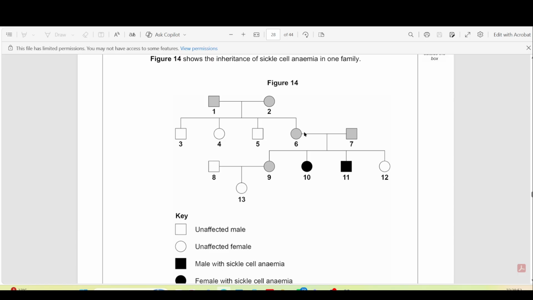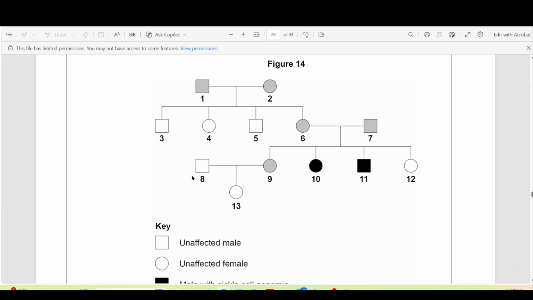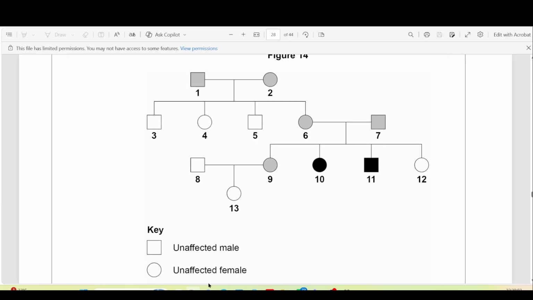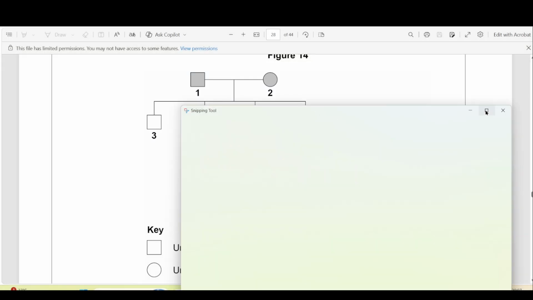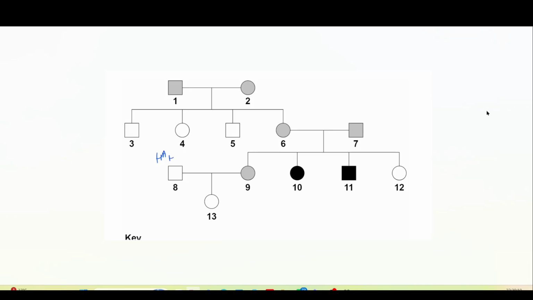So as you can see here, this is father and this is mother. So father is unaffected. Can you see? I think I should take this diagram here. So father is unaffected means HA, HA. A means normal. But mother is light shaded, which means it has one allele which is affected and one is normal, one is mutated. So now we have to cross these two. Okay, HA, HA, HA, HS.